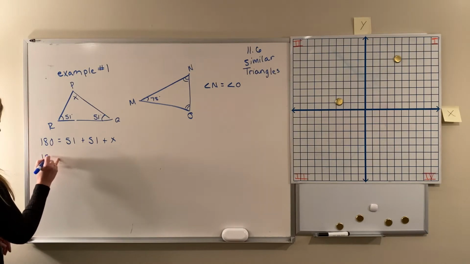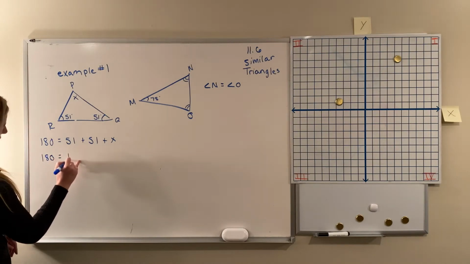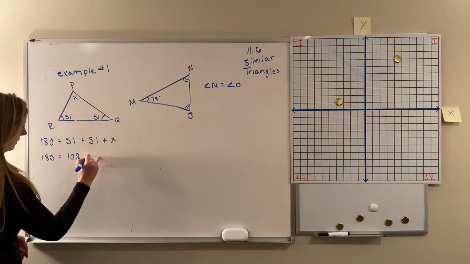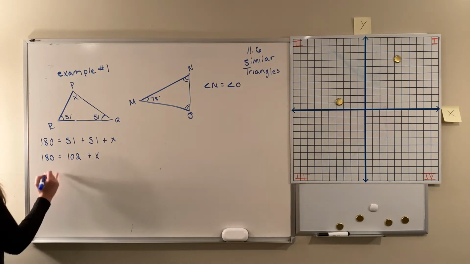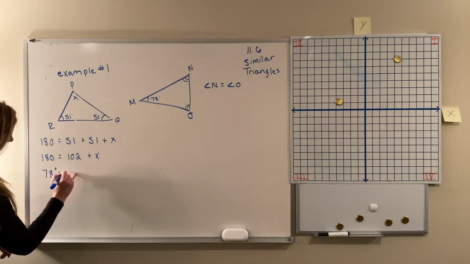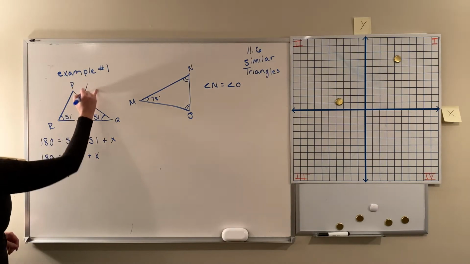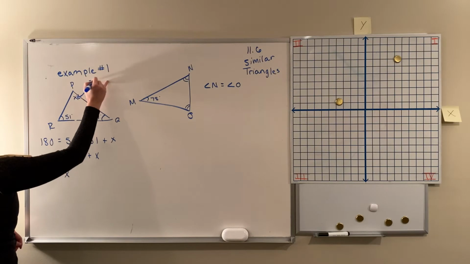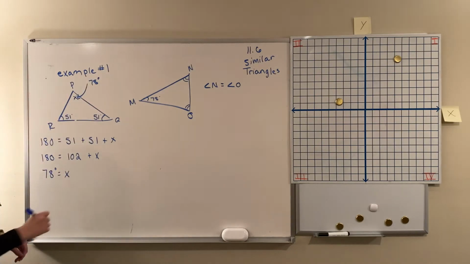So 180 is equal to 102 plus x. Subtract 102 over. 78 degrees is equal to x. We know this angle is 78 degrees. So now we have our first set of corresponding angles. P and M, or angle P and angle M, are equal. So we're good to go.